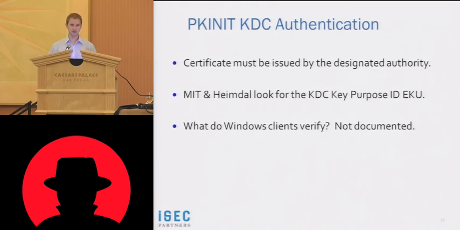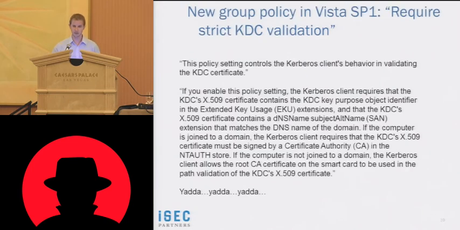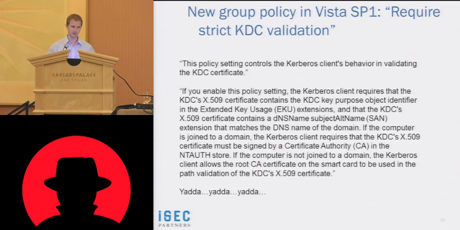Now Windows was actually, the public key Kerberos implementation was done before the specification was finalized and before this EKU is set up. So if you look at the certificates issued to Windows domain controllers, they typically don't have that EKU. So that raises the question, then how are Windows clients verifying this? And for a long time, there was no documentation, there was no indication of what that algorithm was. But a couple years ago, with Vista SP1 and Server 2008 being released, there was a new group policy that appeared called Require Strict KDC Validation. And this is obviously pretty interesting. You would hope it was always strict.